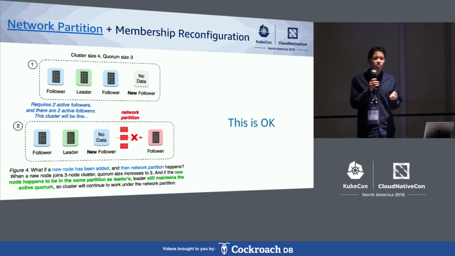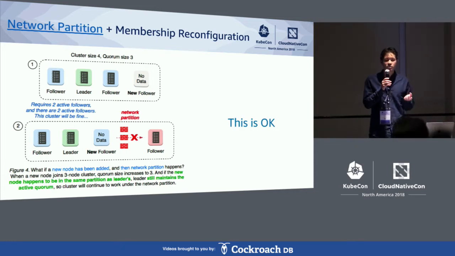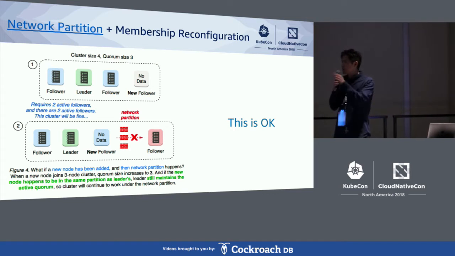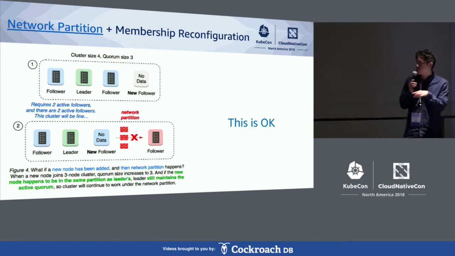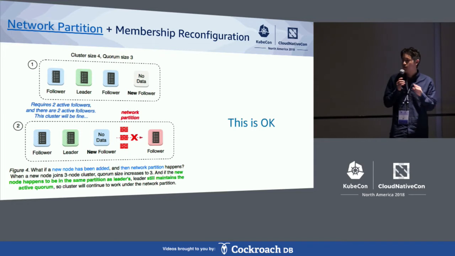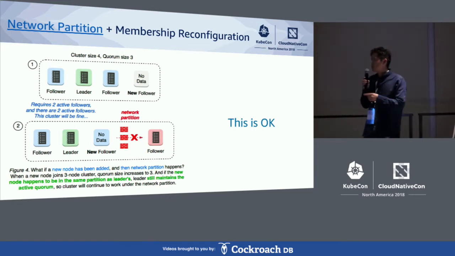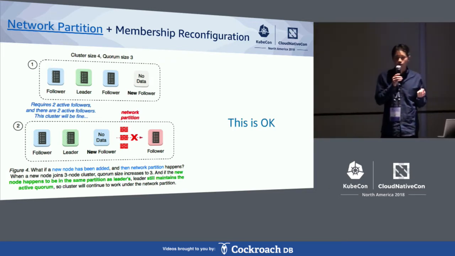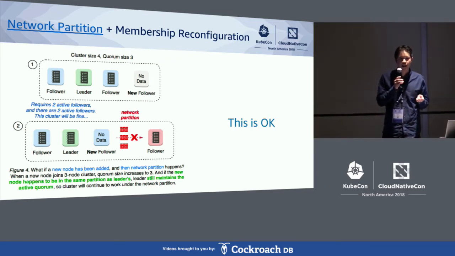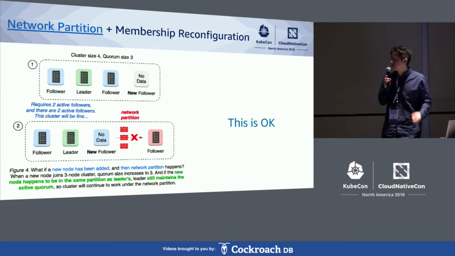That would depend on the network topology, the cluster size, and also the size of the quorum. When you add a new member to a three node cluster, the cluster size becomes 4, and the size of the quorum goes from 2 to 3. In this case, this is a 3 and 1 partition. For the three node partition, we still maintain the active quorum, so the leader does not lose the quorum, and we can still process the client request.